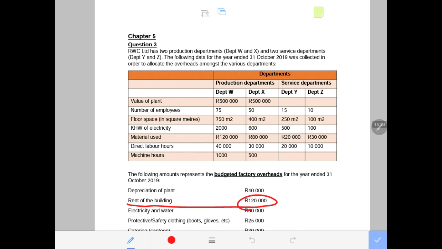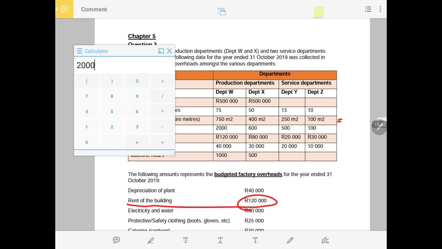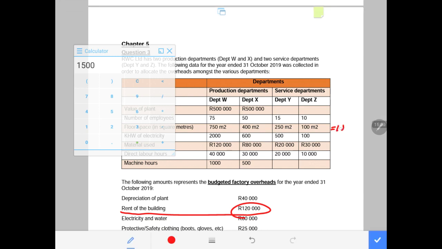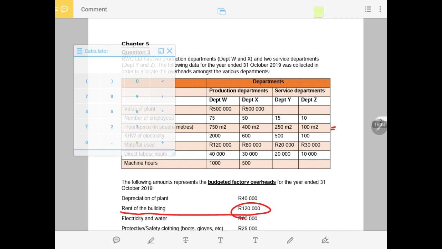But this building has been occupied by different departments, and these departments have occupied spaces that have been allocated to us, meaning the floor area in square meters. So now we need to get the total of this floor area, so that we are able to allocate rent to the department that has utilized more space. Then it will be 750 plus 400 plus 250 plus 100. That means we have a total of 1,500 square meters for this entire building, of which we need to allocate the cost of 120,000 to these 4 departments. 120,000 is what we are allocating.